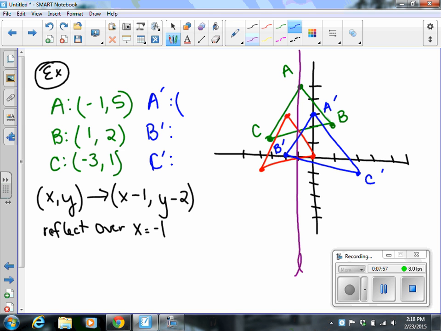A prime is at 0, 3. B prime is at -2, 0. And C prime is at 2, -1.